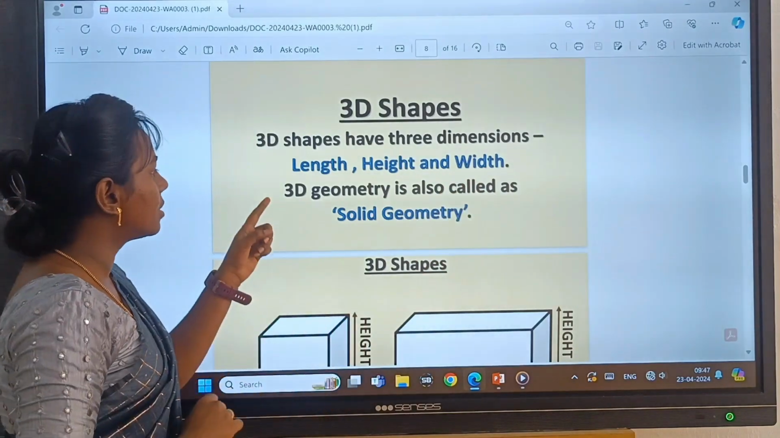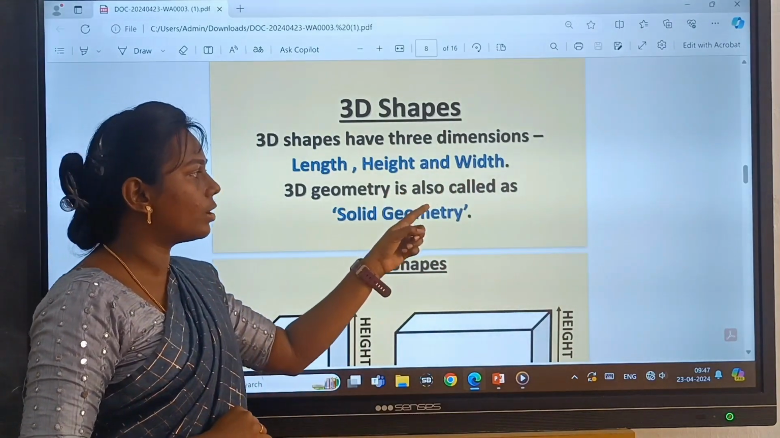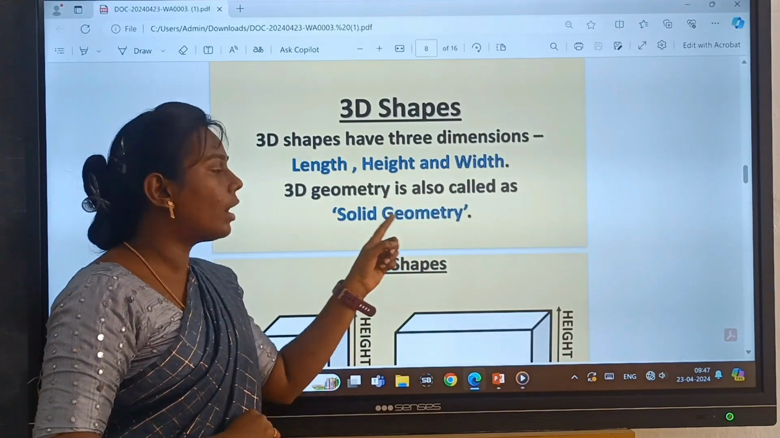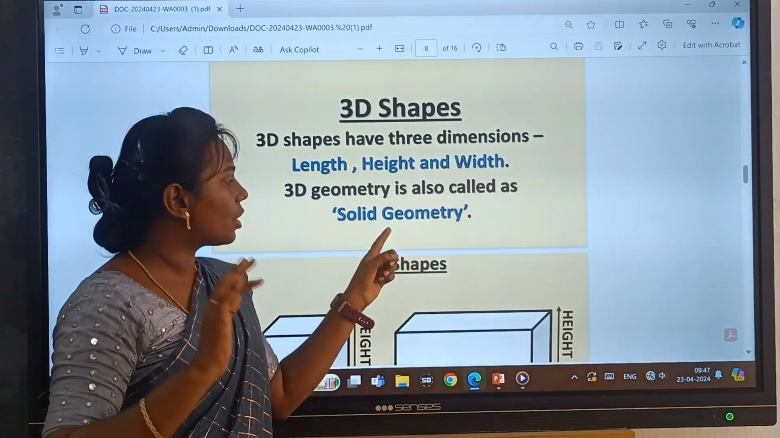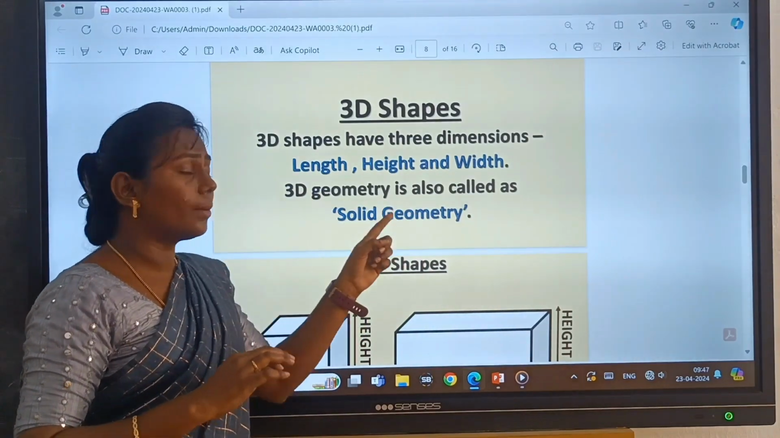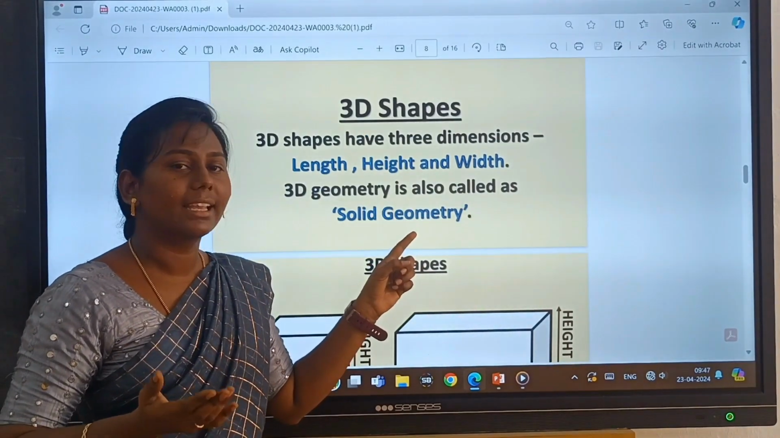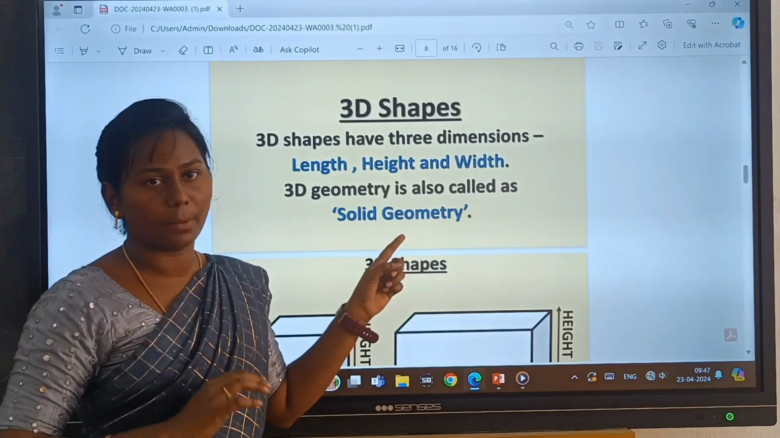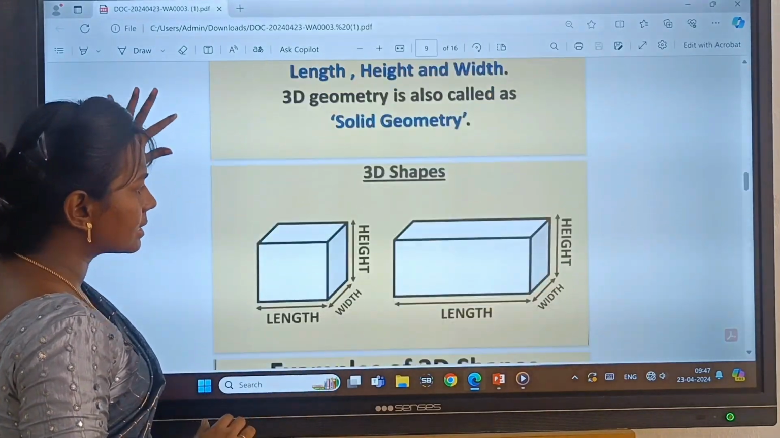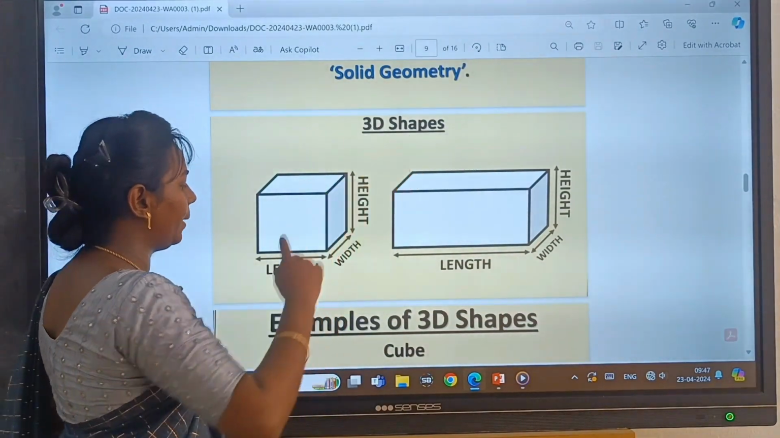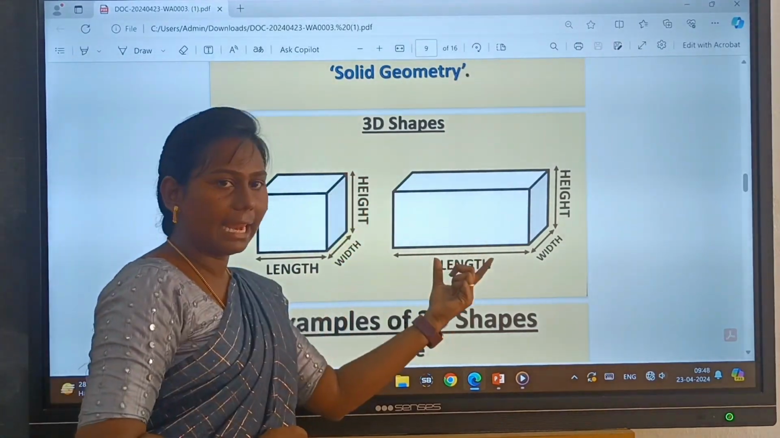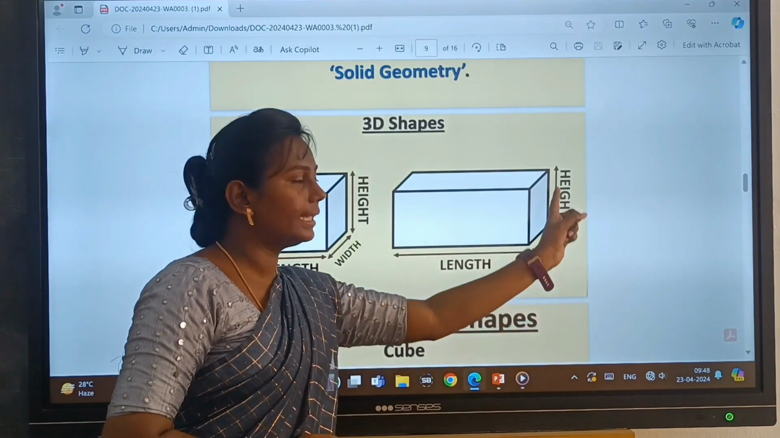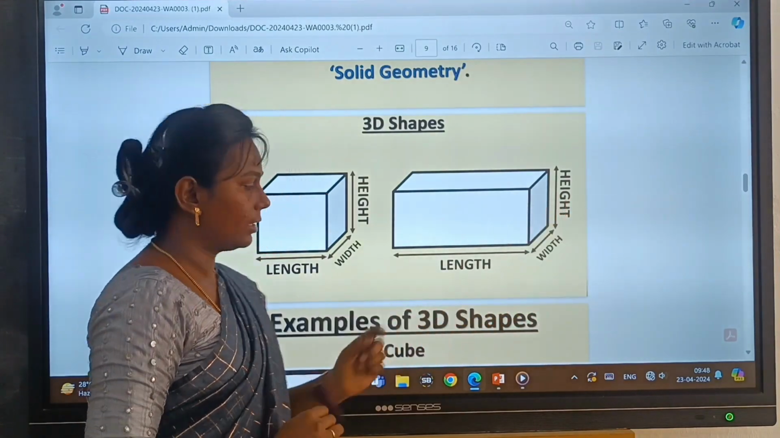Okay children? So, 3D geometry is also called solid geometry. 3D geometry is also called solid geometry. So 2D geometry is also called, yeah, very good, plane geometry. See the figure, 3D shape: length and width, then height. Length, width and height. Okay.